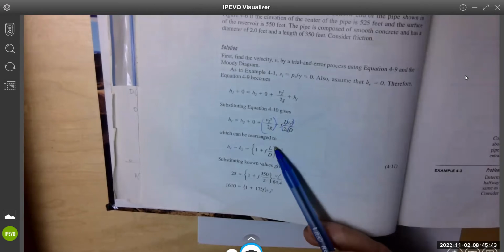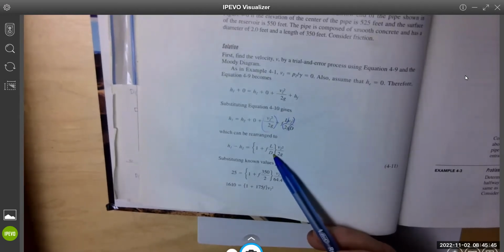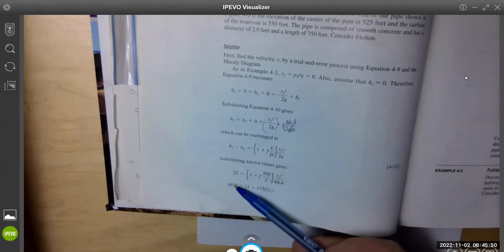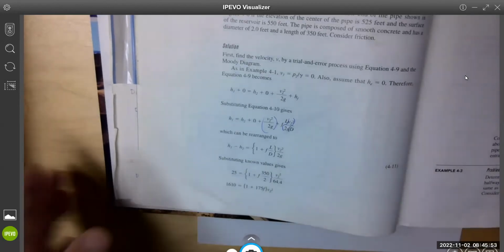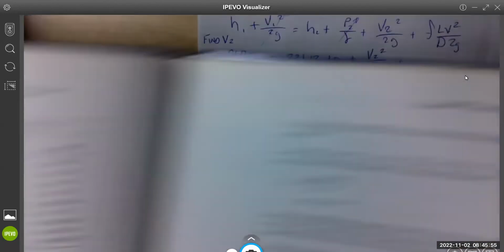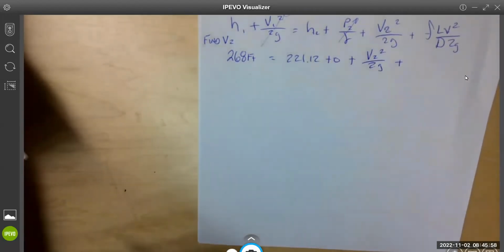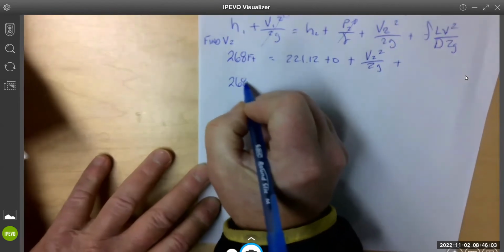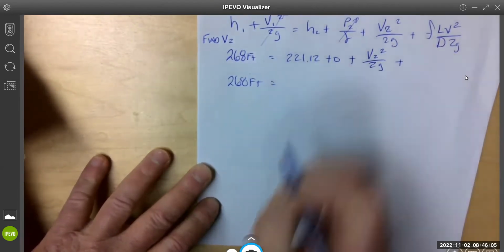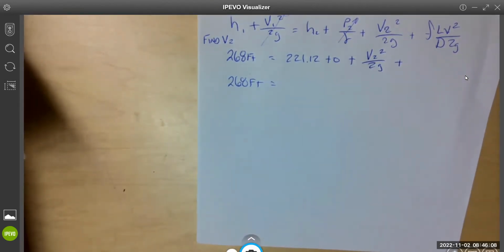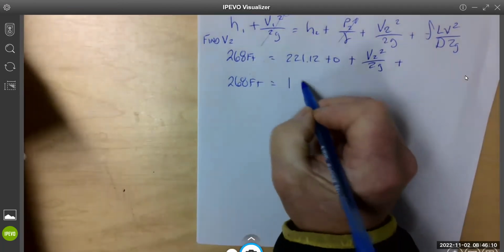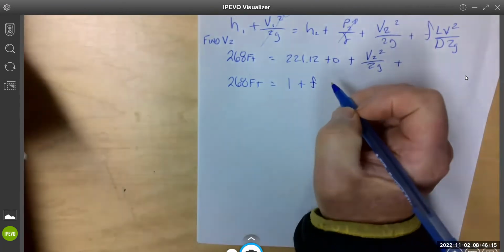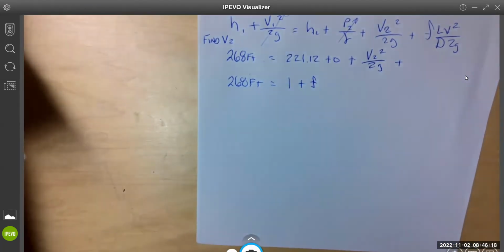And then actually, once you get L and D in, then the 175 changes to whatever it is for your problem and the 2 H's. So I'm going to use that. I'm going to pull it off screen here. It's page 62. So ours is going to be 268 feet. That's H1 minus H2. And then I'm going to write their equation as 1 plus F times L, the length. So I got to have that length.